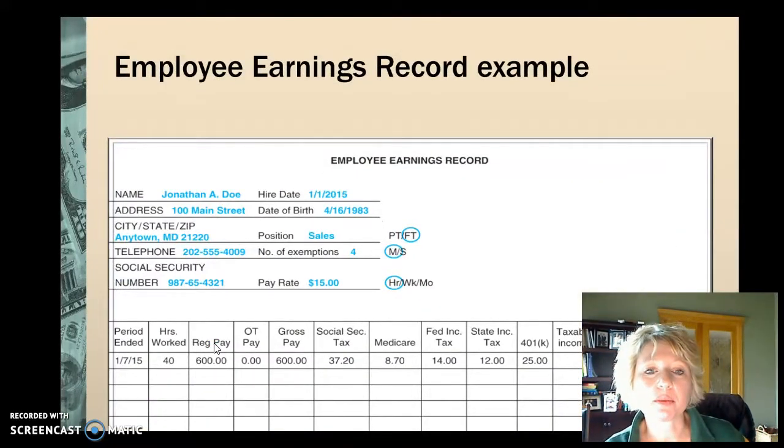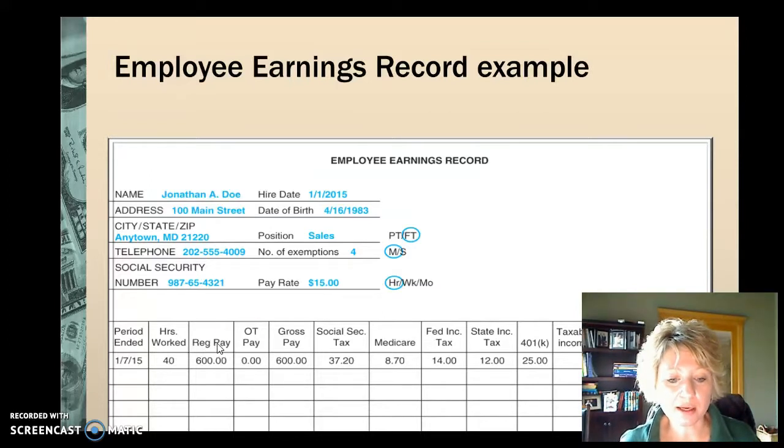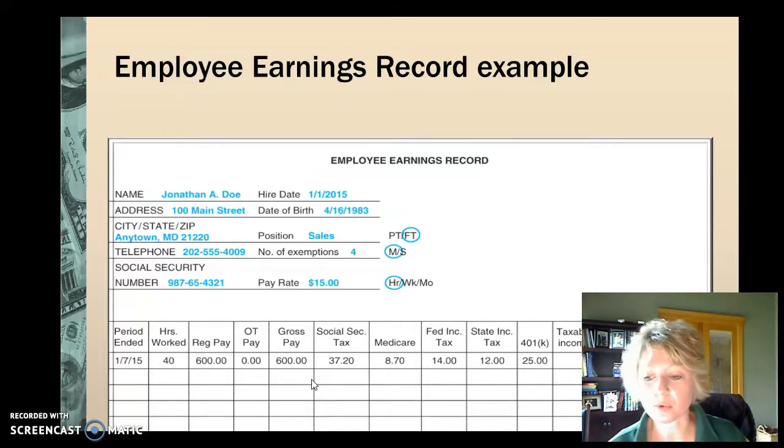This is an example of an employee earnings record. As you notice here, you have the name, the hire date, address, date of birth, their position, if they're full-time or part-time, the number of exemptions, if they're married or single, Social Security number, the rate of pay, and if they get paid hourly, weekly, or monthly. And as you notice here on the employee's earnings record, it shows the period ending, the hours worked, the regular pay, overtime pay, gross pay, and then all the taxes and deductions that are taken off the employee's check, along with the net pay for that employee.